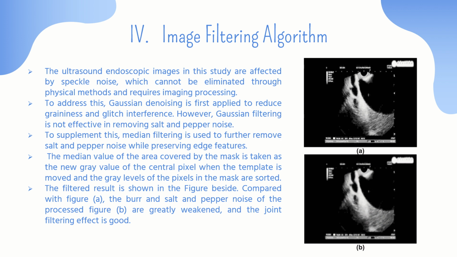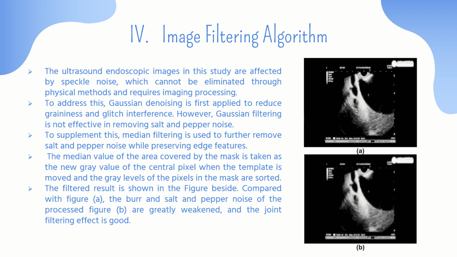Coming to the next, image filtering algorithm. Ultrasound imaging will mainly use characteristics of ultrasound reflected in the organs, and it can distinguish different organ contours. The image has interference mainly caused by speckle noise. This kind of noise cannot be eliminated by physical methods. It can only be processed by the method of imaging. In this article, the graininess and glitch interference in the ultrasound images are considered as noise points.